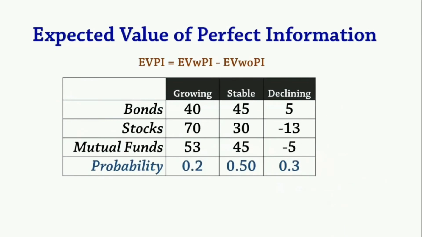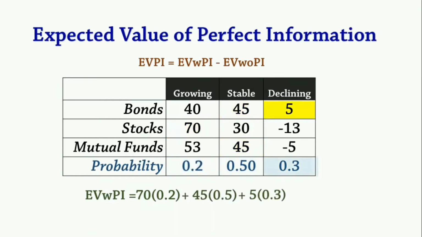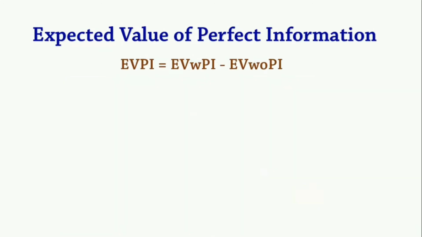To calculate EV with PI, expected value with perfect information, we choose the best payoff for each state of nature, multiply them by the probability of their state of nature, and add the results. So EV with PI is 70 times 0.2 plus 45 times 0.5 plus 5 times 0.3, which equals 38. The expected value with perfect information is 38.